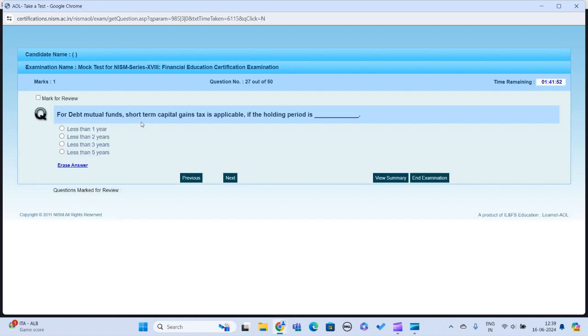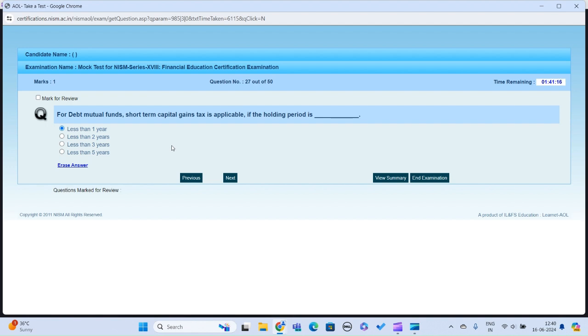So for the debt fund, short term capital gains is applicable if the holding period is less than 1 year. Less than 1 year. As of now, it's about 15%. TDS is deducted, and for long term capital gains, it's around 10%, subject to a condition, in 1 year. You have got... what is that to say?